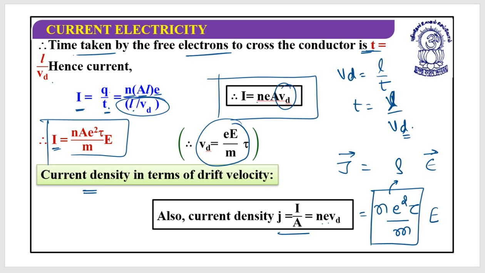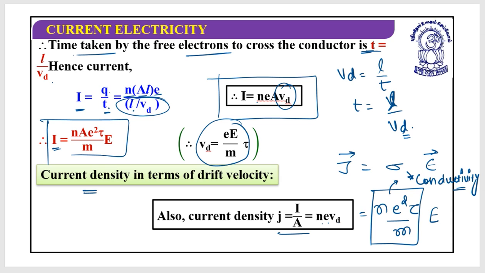Sorry, this is conductivity, my mistake. It's the conductivity. J is equals to sigma into E. Yes, this is conductivity. J is equals to sigma into Vd. Yes, current density in terms of the drift velocity. I hope this is clear.